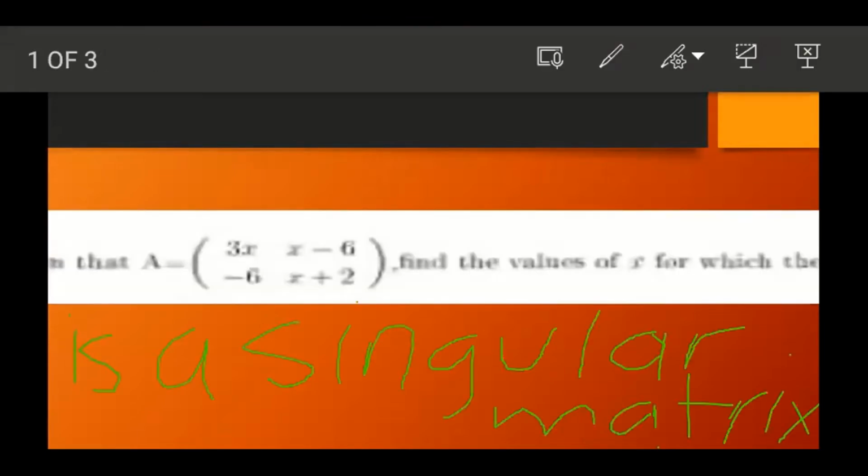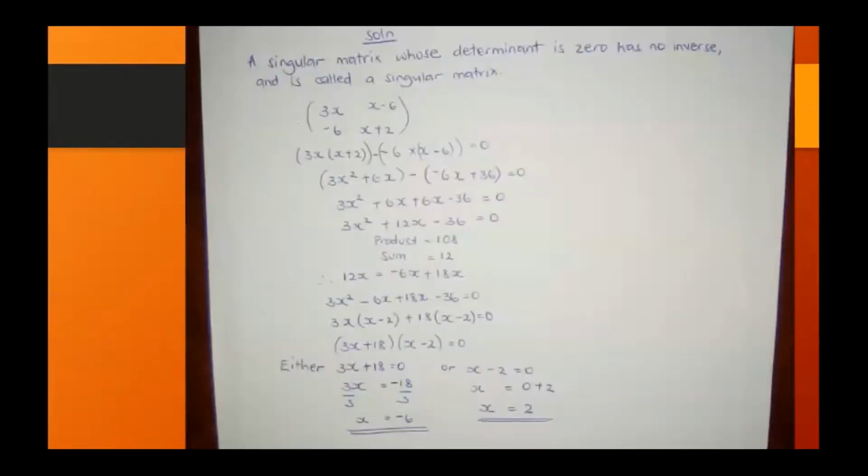So the question, though it's not clear, it was given that A is equal to the matrix with 3x, negative 6 in the first row, then x minus 6, x plus 2 in the second row. That is the matrix of A. Find the value of x for which the matrix is singular. So we should first of all know that a singular matrix is one whose determinant is 0 and has no inverse. So this one is said to be a singular matrix.